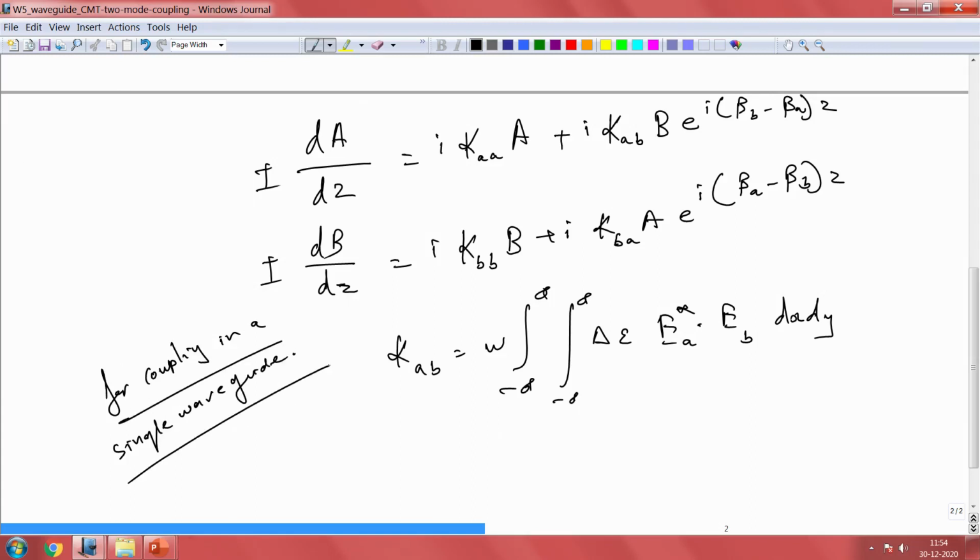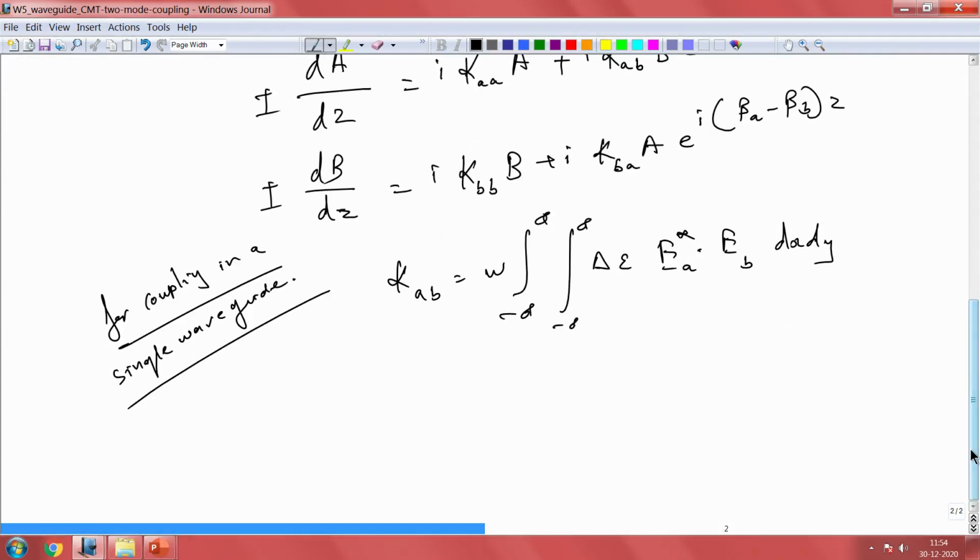Right. So, this is your coupling equation as it looks like. In a lossless waveguide, your kappa AB will be equal to kappa BA star. All right. So, let us look at coupling between two waveguides.